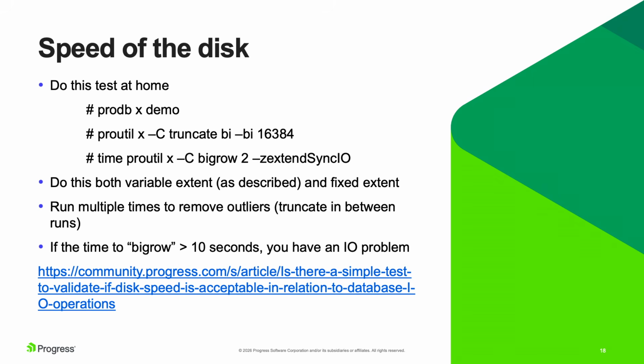So run the tests several times to make sure something wasn't busy on the machine, and you want a BI grow of less than 10 seconds, right? We're building at a certain size, and if you have that, you're doing great. So again, we will be sending you the slides after this, and this is a KBase on how you can actually do this test. I'm not expecting you to memorize this, so you can run it later.